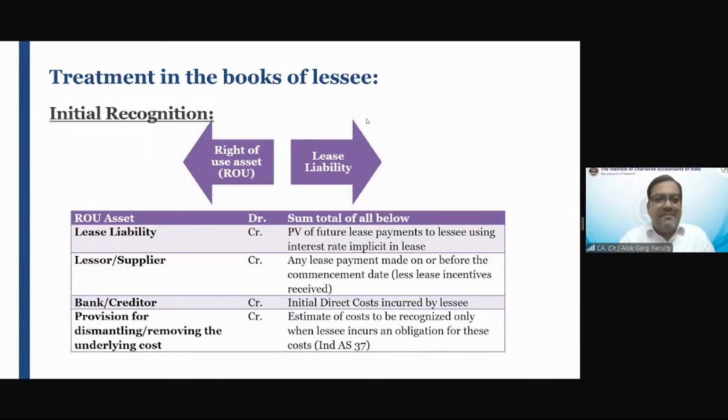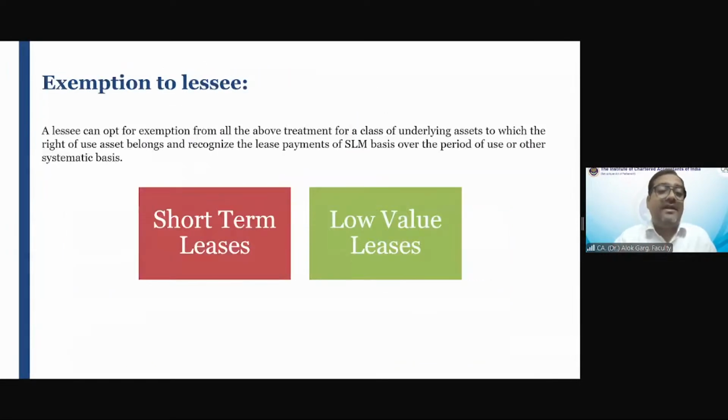Is there any exemption from this accounting? The standard says yes, there is an exemption. What is the exemption? The standard says there are two kinds of exemption: short-term lease exemption and low-value leases exemption, right?